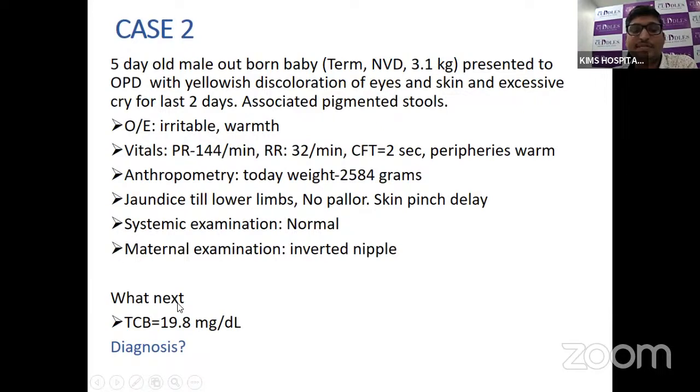So the TCB is 19.8 milligram. What is next? We have to measure the total serum bilirubin. When the TCB is more than 15 milligram per deciliter, you have to measure the total serum bilirubin as well. For the diagnosis, there is significant weight loss and feeding issues, so it can be breastfeeding jaundice.